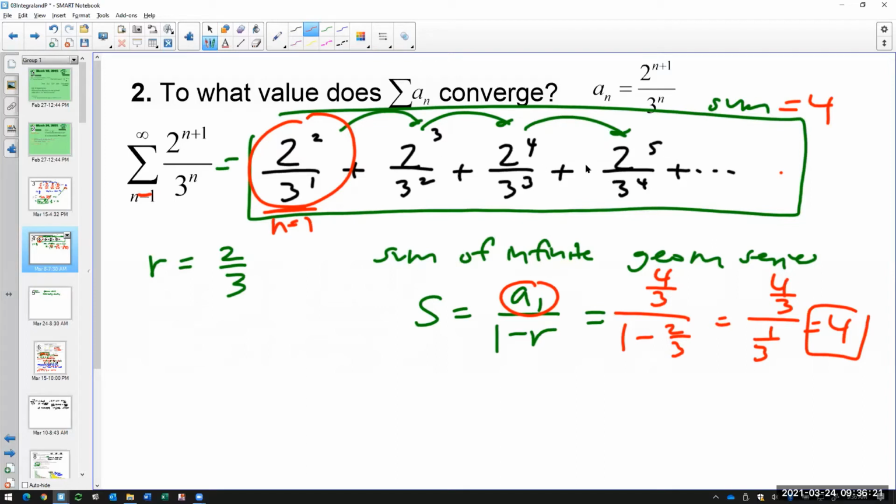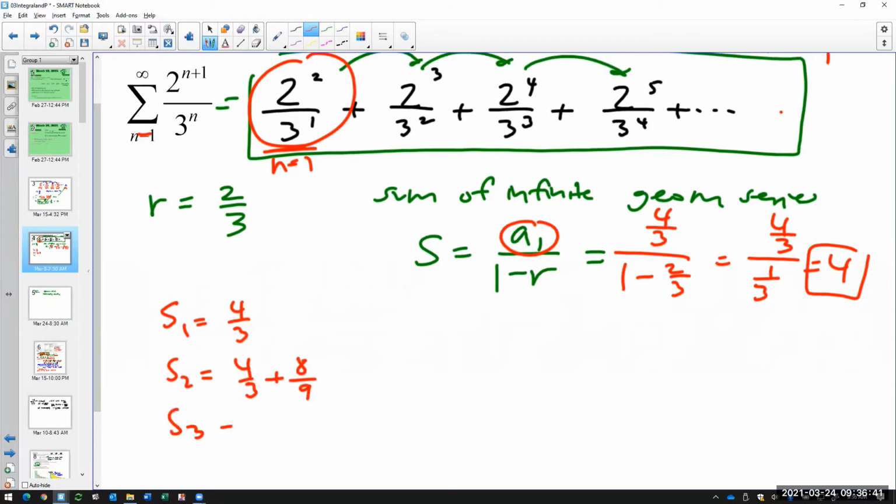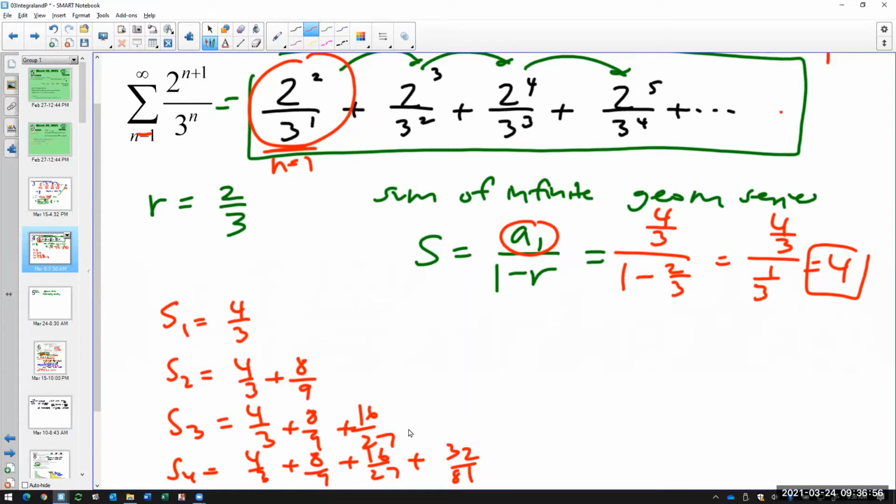The other way, the brute force way to figure out if this series actually converged or not, is to find the sequence of partial sums. So I'd say the first partial sum is 4 over 3. The second partial sum is 4 over 3 plus 8 over 9. The third partial sum is 4 over 3 plus 8 over 9 plus 16 over 27. The fourth partial sum is 4 over 3 plus 8 over 9 plus 16 over 27 plus 32 over 81. And then what I do is I turn these all into decimals, and who knows what the decimals are, but I would put it into a sequence.